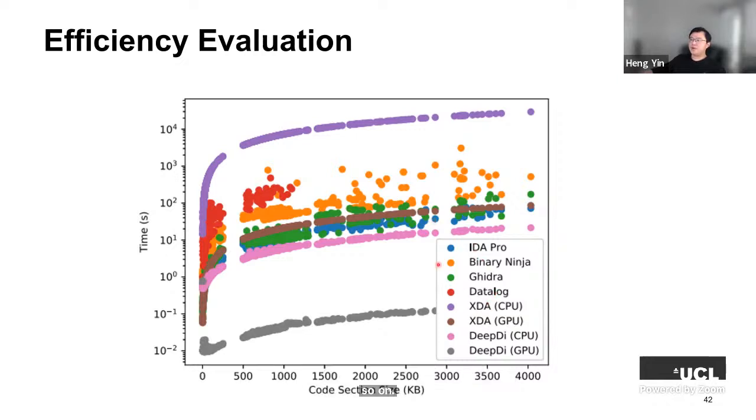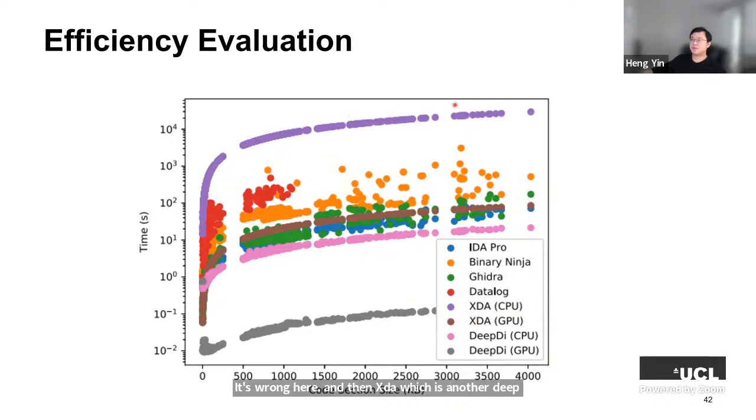Binary Ninja is another kind of disassembler, Ghidra. So you can see they're all around here. So this is the middle part, middle region. Datalog disassembler, which is a bit slower, right? It's around here. And then XDA, which is another deep learning based approach, is very slow.